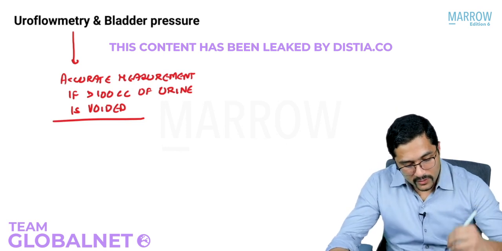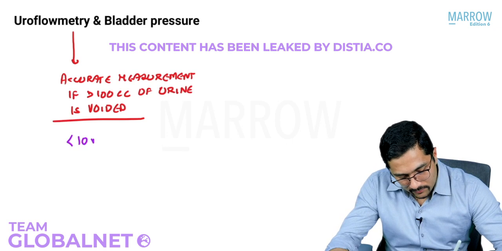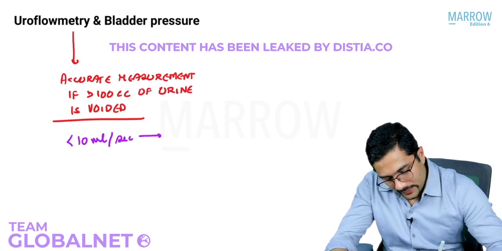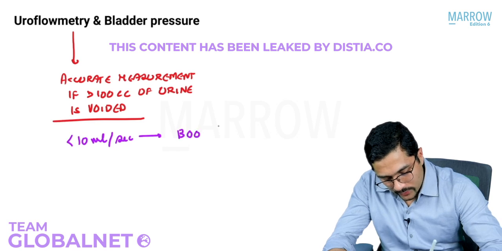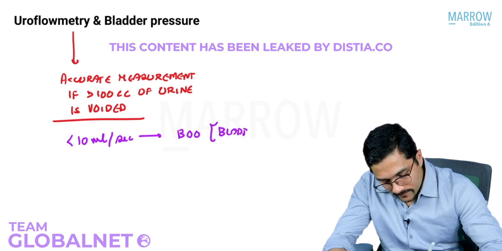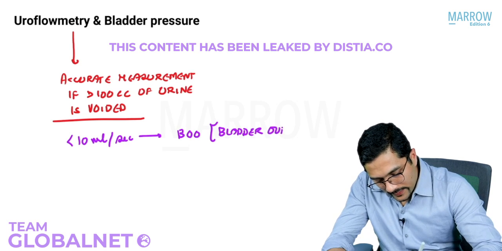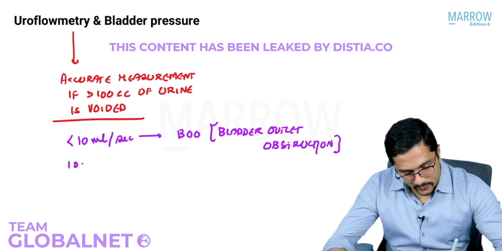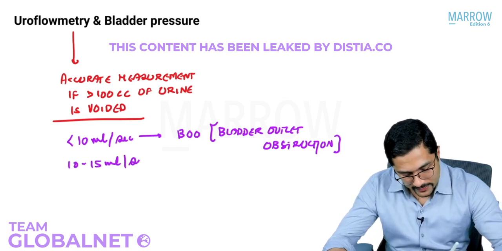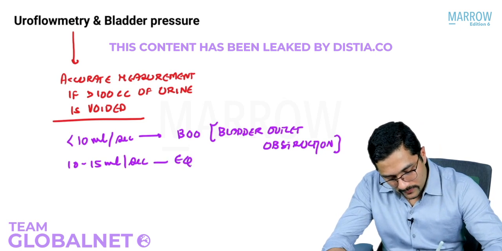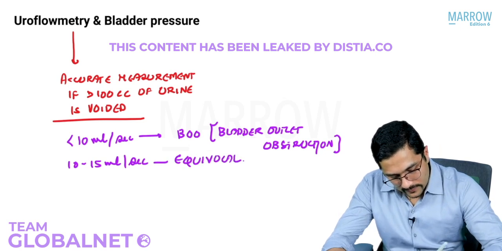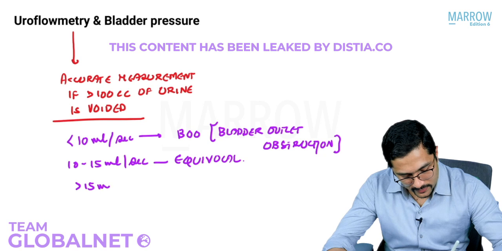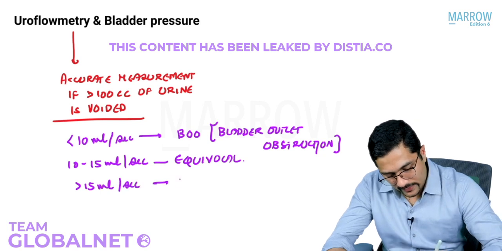Now, if the urine flow rate is less than 10 milliliters per second, then it is suggestive of bladder outlet obstruction, or there is obstruction present. 10 to 15 milliliters per second is equivocal, and more than 15 milliliters per second is considered normal.